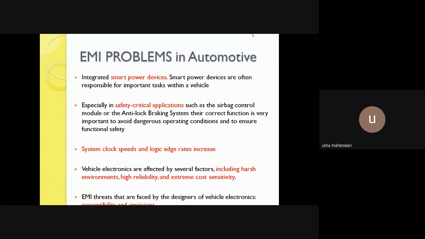So vehicle electronics are affected by several factors. Suppose it is parked in a harsh environment. High reliability: we need to test the reliability beforehand, because if it is not reliable, it will malfunction. Extreme cost sensitivity: definitely it will involve cost. These are the several factors that affect vehicle electronics. So what are the threats? EMI threats faced in vehicle electronics are susceptibility and emissions. On the emission side, we need to control the source; on the susceptibility side, we need to put in some immunity systems.